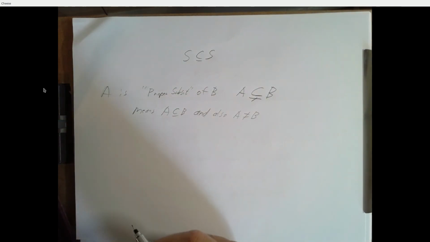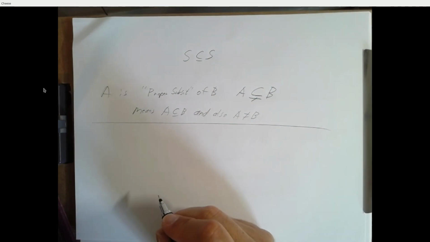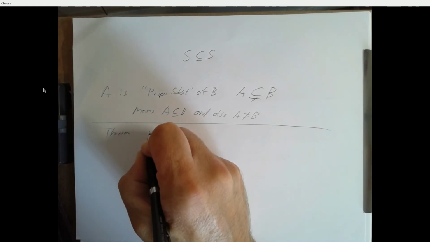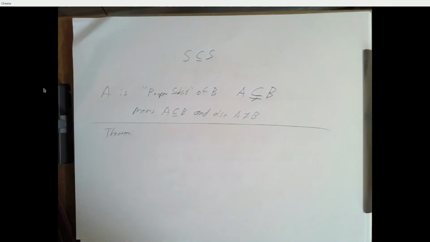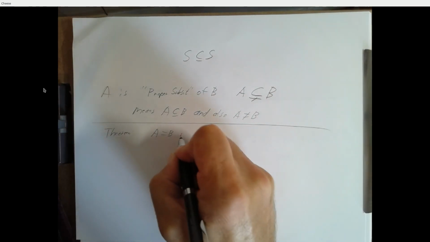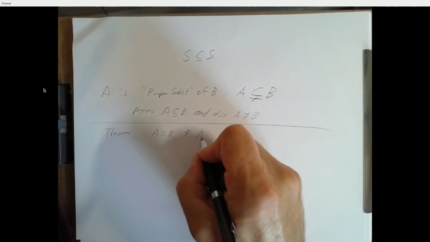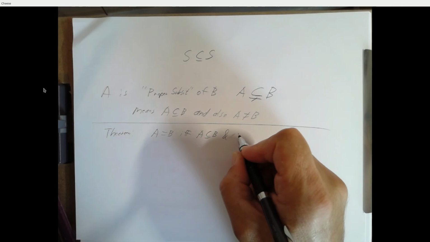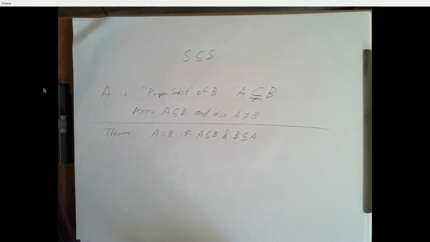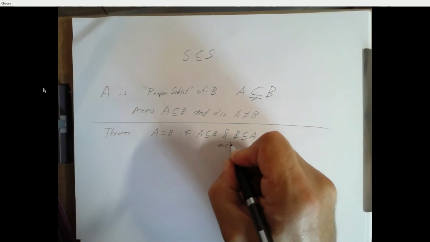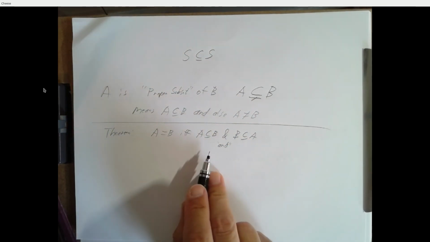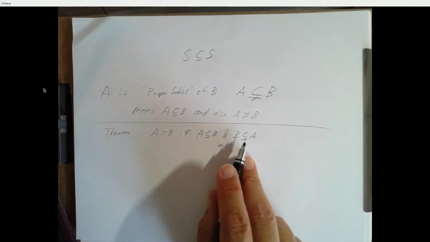All right, well, something we can do with subsets is another theorem. So here's a theorem. A is equal to B if and only if A is a subset of B and B is a subset of A. And I'm using a symbol here for and. We're going to see some more symbols for ands and ors, but this just means and. So two sets are equal if and only if each is a subset of the other. A is a subset of B and B is a subset of A.